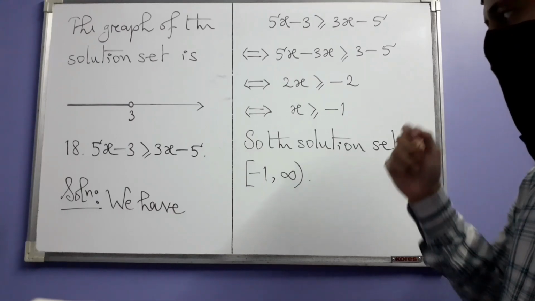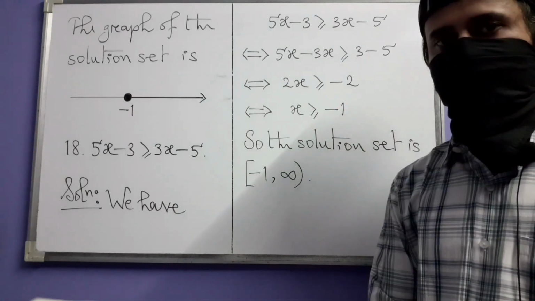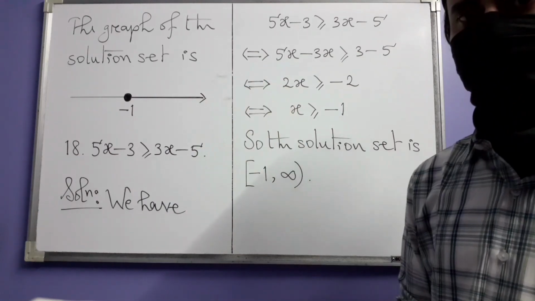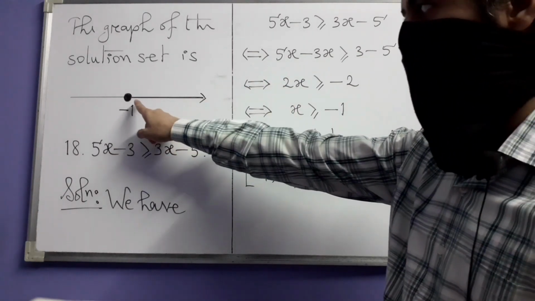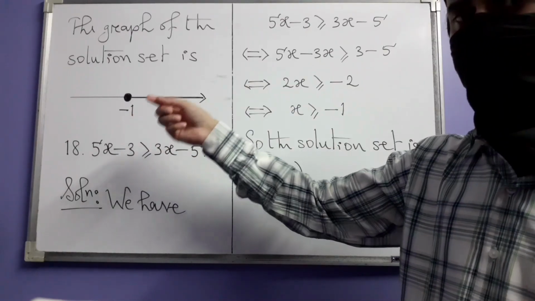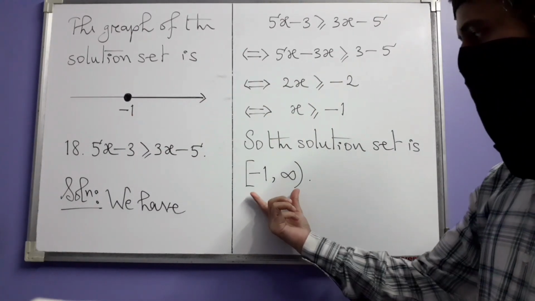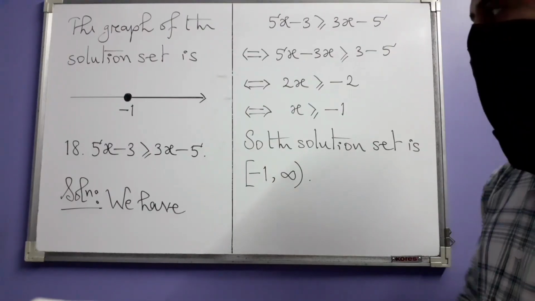And now we are going to draw the graph as well, and the graph is this. It consists of all the points which lie to the right of minus 1 along with the point which represents minus 1, because that is the solution set.